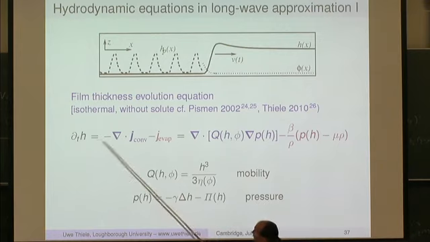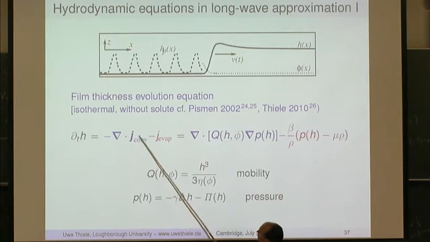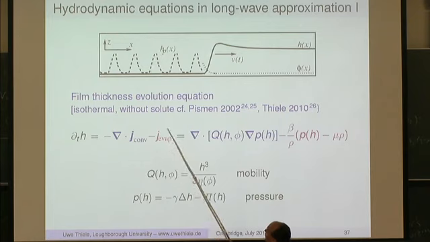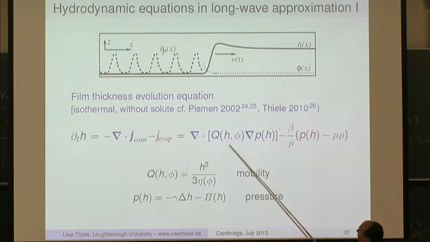So the one for the film height has a conserved part, the gradient divergence of a flux, and then one has some evaporation. So the conserved part is the same as before, now written as mobility times pressure gradient. Pressure is Laplace pressure and disjoining pressure, so we have wettability, capillarity.